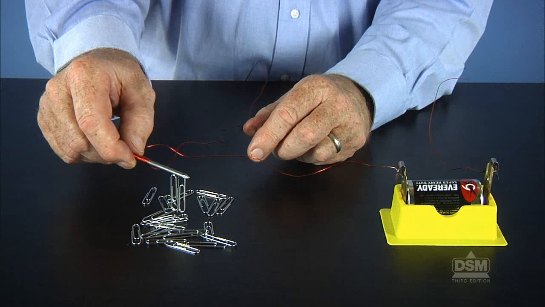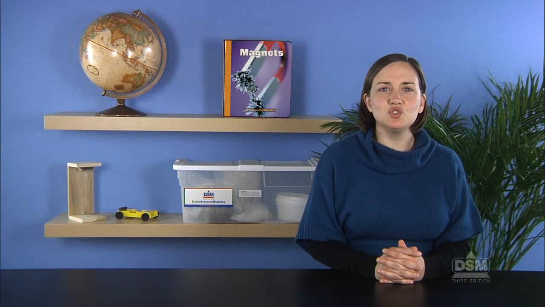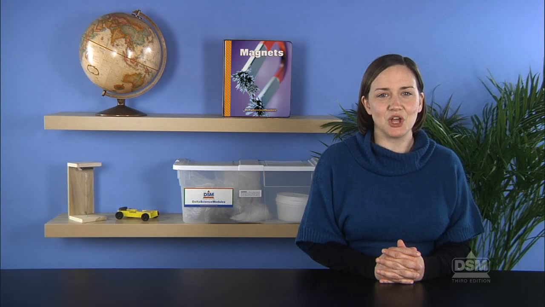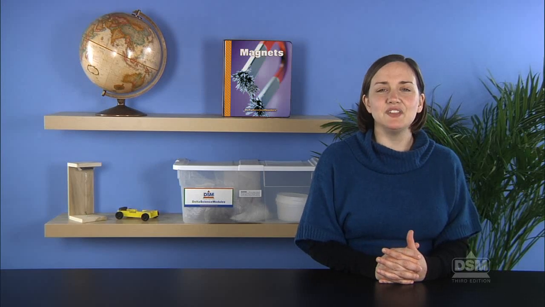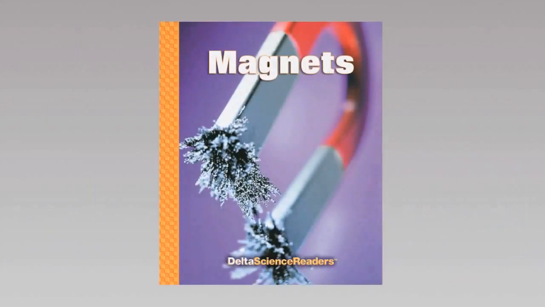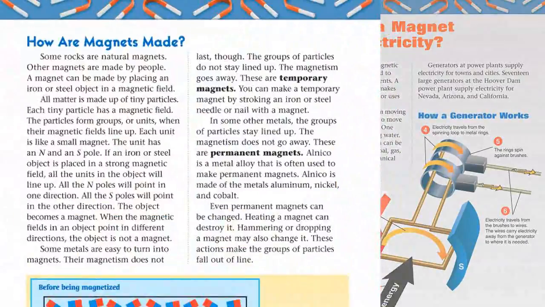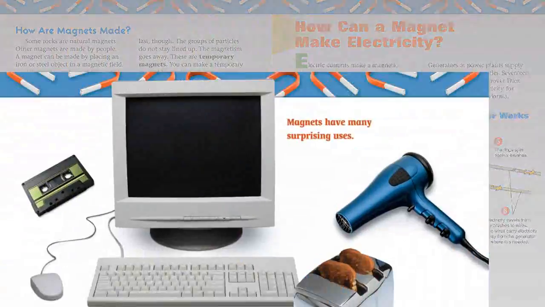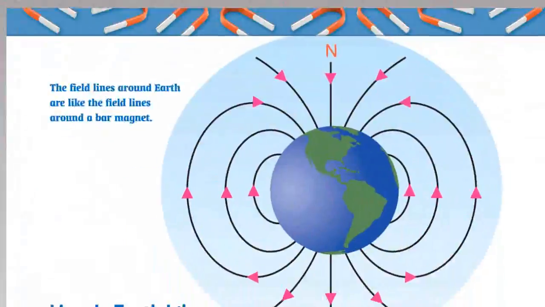Students then model temporary magnetism and create an electromagnet. Finally, students watch a space shuttle video and consider the applications of magnets in our technological society. In the Delta Science Reader Magnets, students learn how magnets are made, how magnets can create electricity, what magnets are used for, and how Earth is like a magnet.